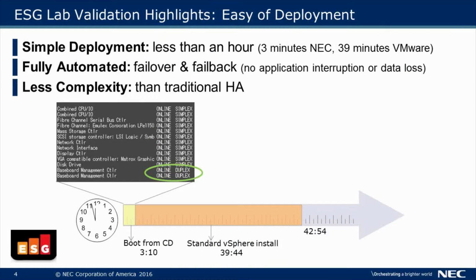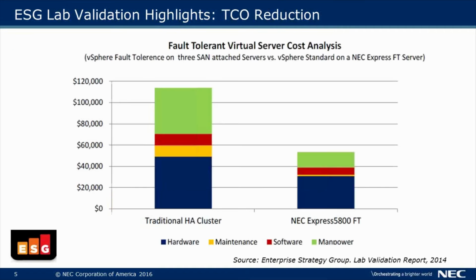ESG has shown that simple deployment for the FT takes less than an hour: 3 minutes with NEC, 39 minutes with VMware. Fully automated failover and failback with no application interruption or data loss, and a lot less complexity than traditional high availability. What we've also seen is ESG lab validation in terms of TCO reduction, with a number of different factors: the hardware, the maintenance, the software, and the manpower. The FT provides a lower total cost of ownership across the board.